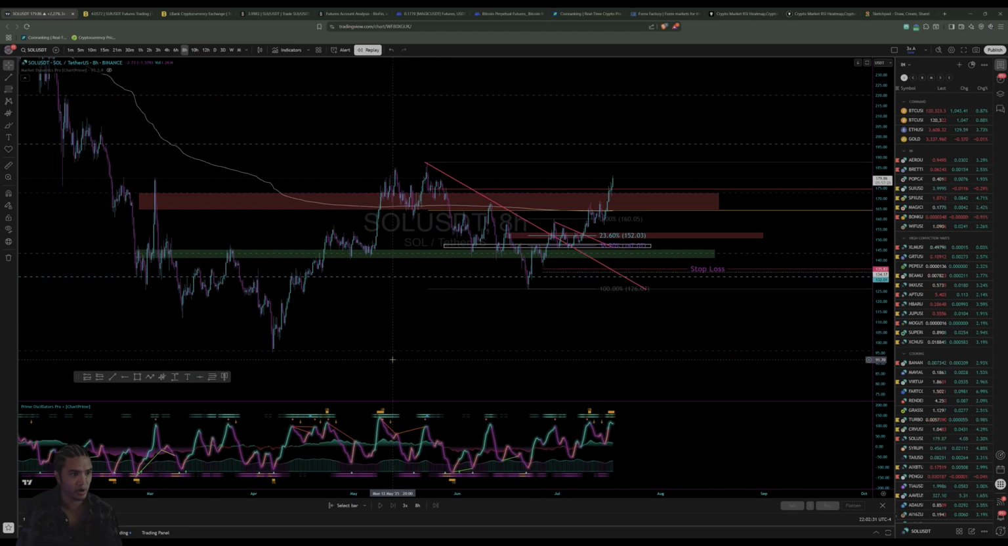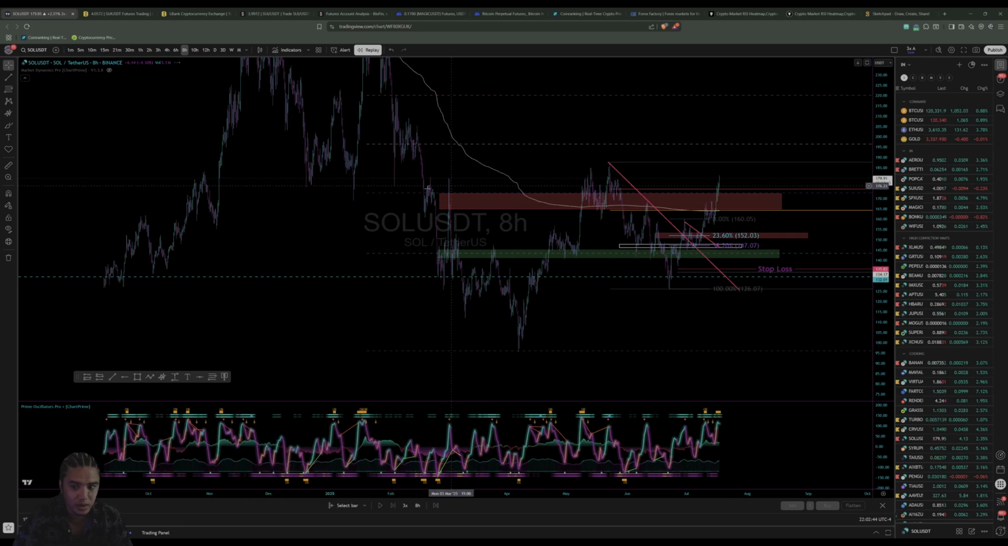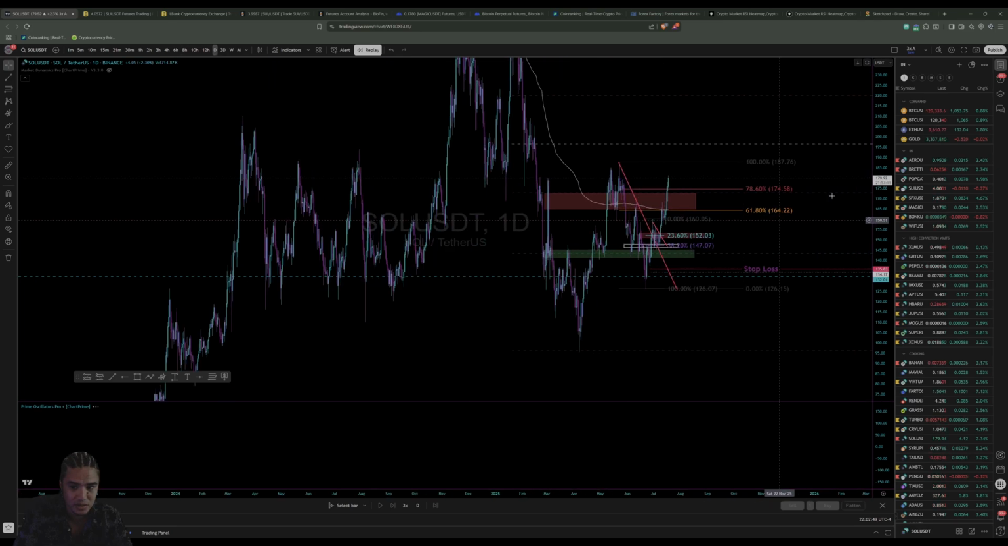Okay, so that's what current price is on Solana. So I would definitely be taking profits here. I wouldn't be adding to the position. Why? Look at that. Major resistance.